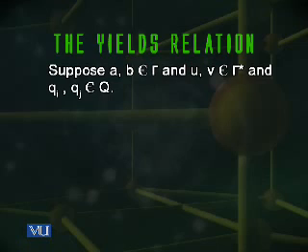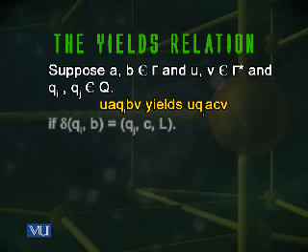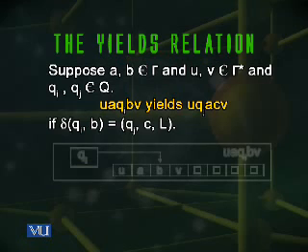Suppose that A and B are two symbols in the work alphabet, and U and V are two strings over the work alphabet, and let us say that QI and QJ are two states of the machine. We will say that U, A, QI, B, V yields U, QJ, A, C, V if delta of QI, comma B equals QJ, comma C, comma L. What does this really mean?